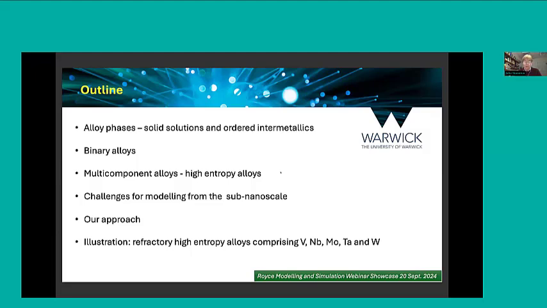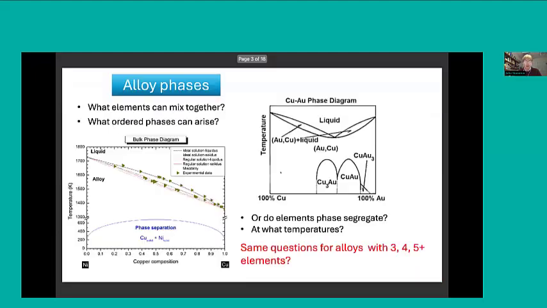So I'll start with my opening remarks on alloy phases. As I said, I'm going to discuss this topic just in terms of binary components, and then point to the factors that we have to consider for these more complex, higher multi-component systems. So the first thing we want to consider is, given two elements, can they mix together? If they do, do they form ordered phases at low temperatures, or do they ultimately phase segregate?